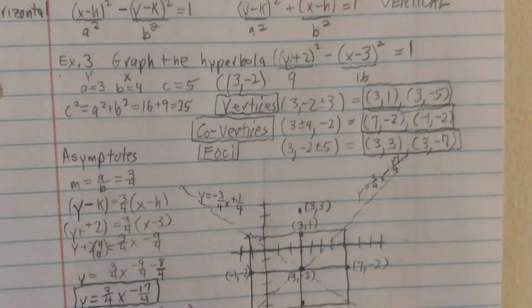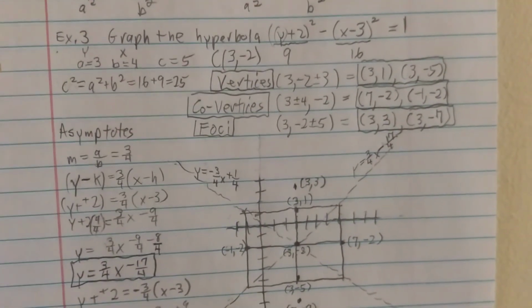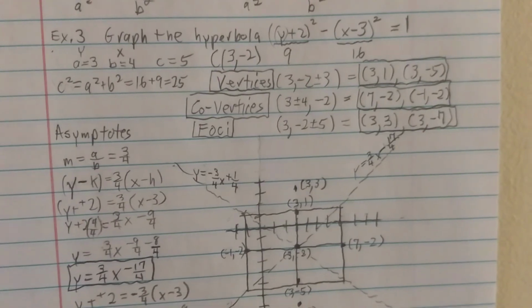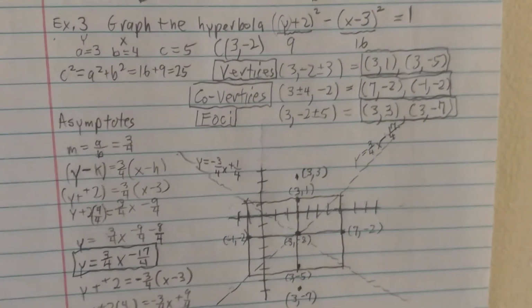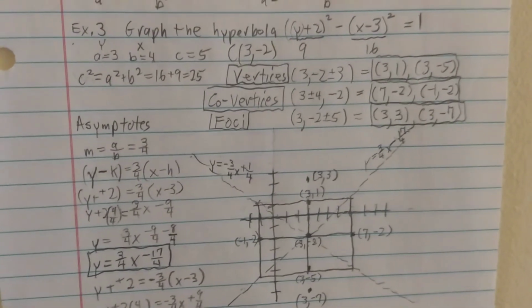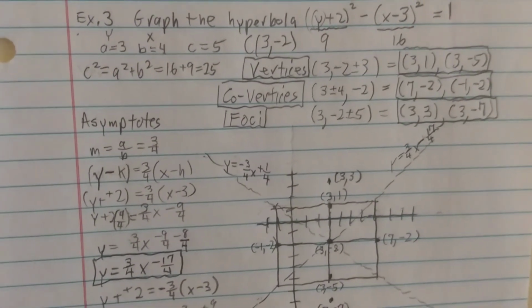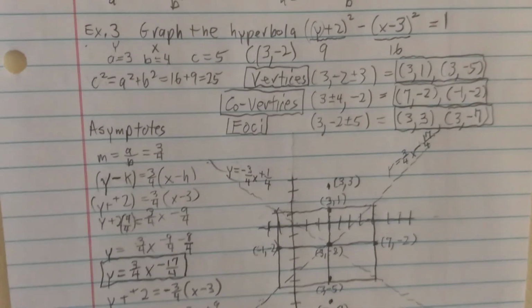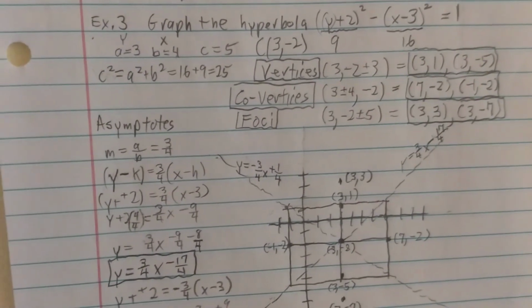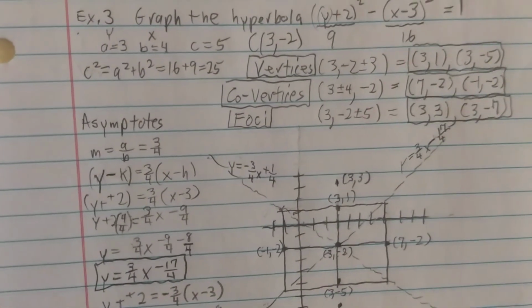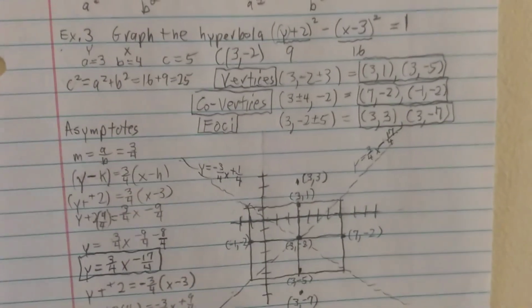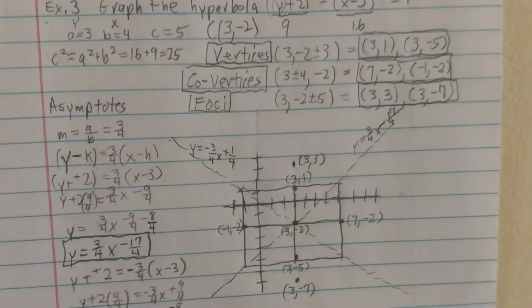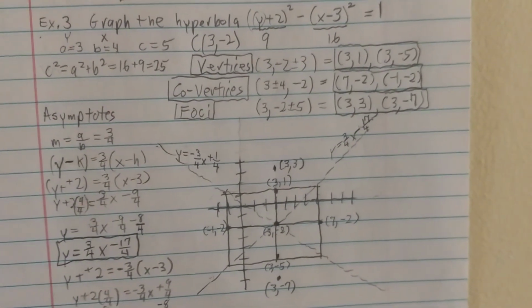So, example 3, graph the hyperbola. Y came first, so it opens up and down. Y comes first. So it's y plus 2 squared over 9 minus x minus 3 squared over 16 equals 1. So we have a center. Notice that x is over on x minus 3 squared, so x is 3 and y is negative 2 for the center. Now we have a squared is 9, so a is 3 for y. B squared is 16, so b is 4 for x.